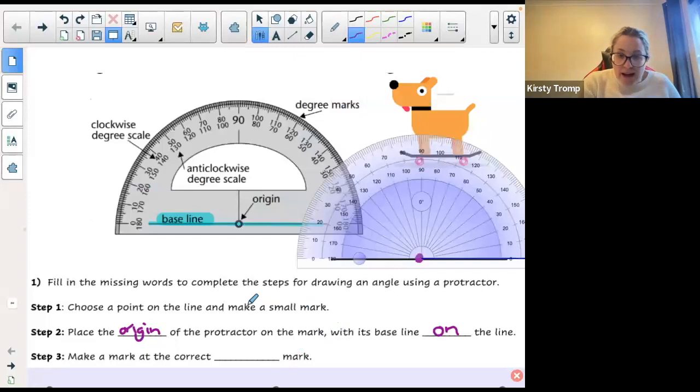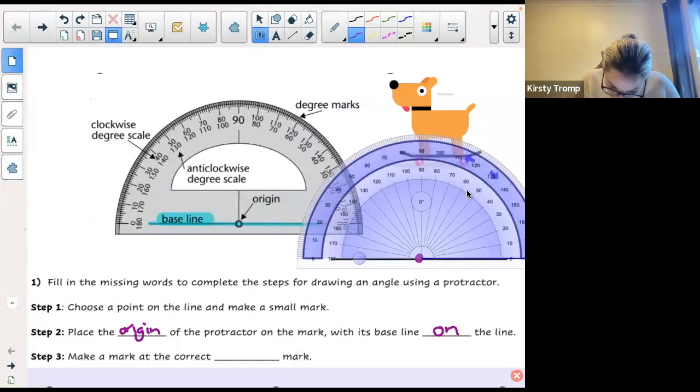Make a mark at the correct angle. So I'm drawing an angle here. I need to draw an angle using a protractor. Somebody tell me, how many degrees do you guys want to make this angle? Give me a random degree. Somebody in the chat: 45 degrees. Okay, let's go make a 45-degree angle.